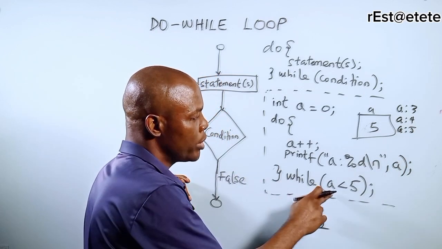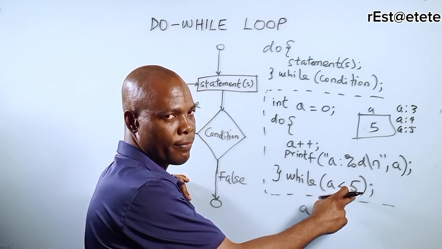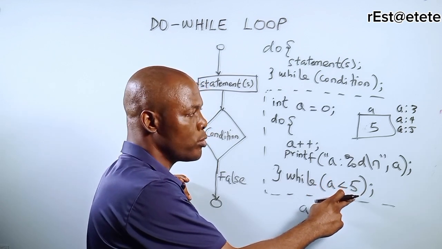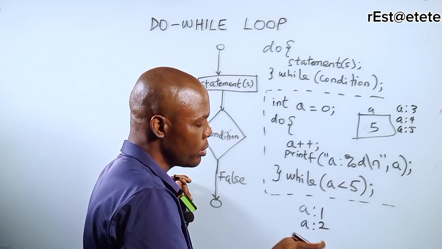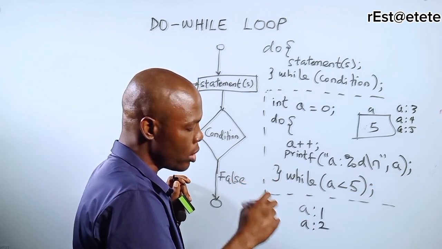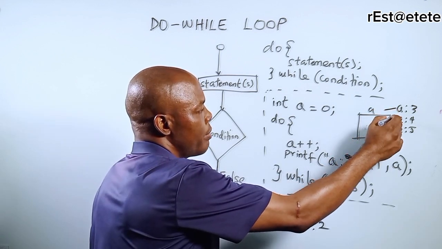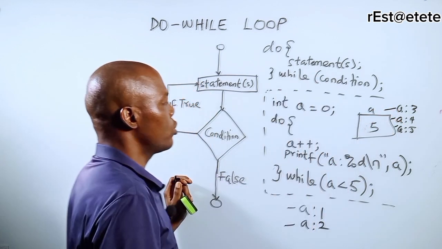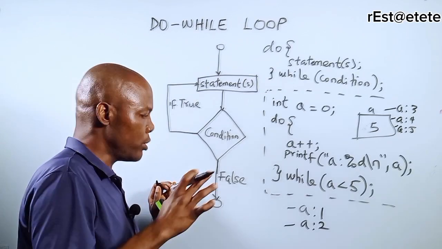Right? Then it will check 5 less than 5. That is no longer true. It will now go out of the loop. Now, how many iterations does it have? 1, 2, 3, 4, 5. So this program will give me 5 iterations.